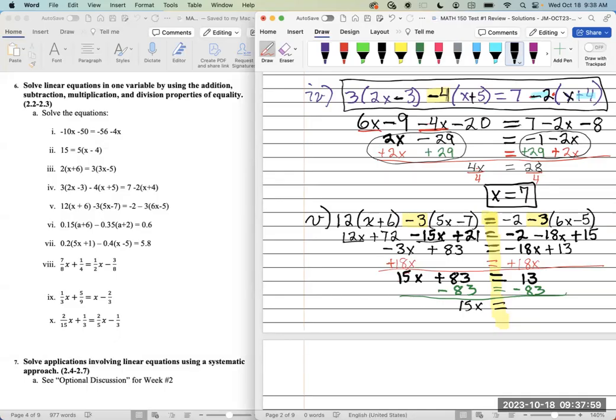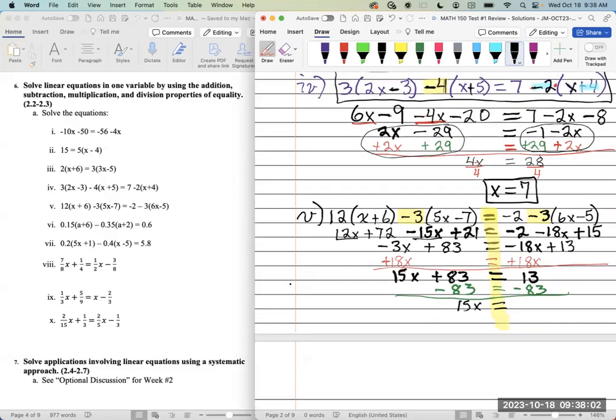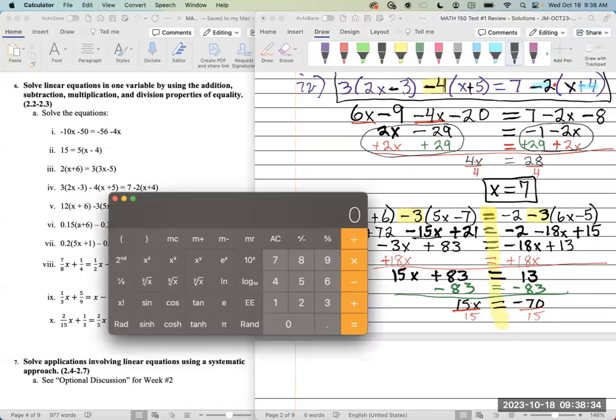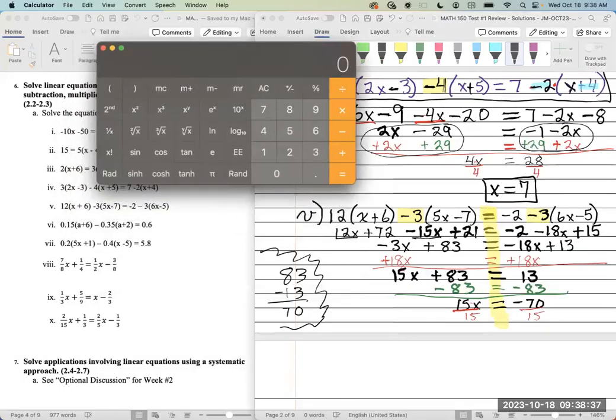13 minus 83, one's positive, one's negative, so I need the difference. So if I'm not grabbing a calculator, then I'm finding the difference between 83 and 13, which is 70. So my final answer here is negative 70. The opposite of multiplying by 15 is dividing by 15. Let's scratch work over here. And then you can always use a calculator. 70 divided by 15 is not going to give me an integer.